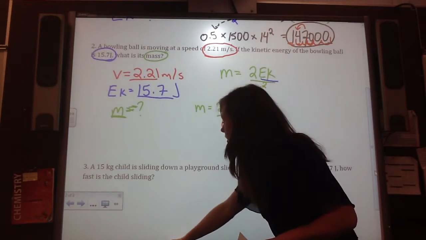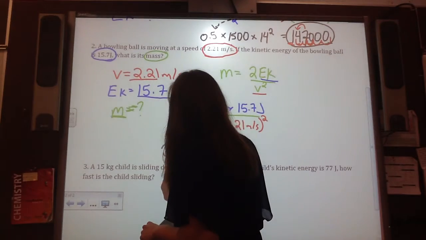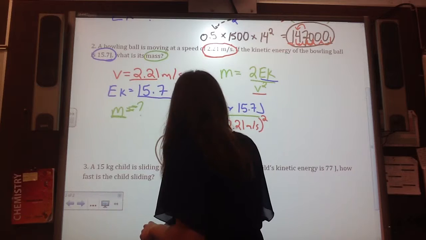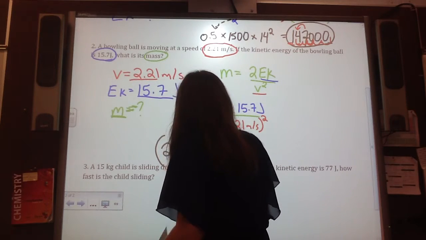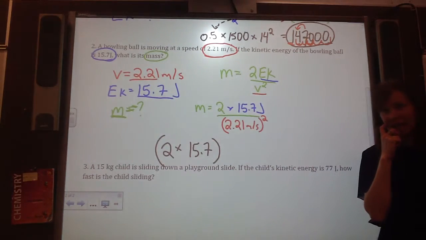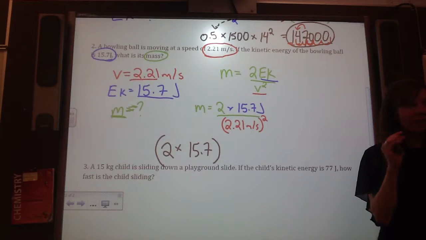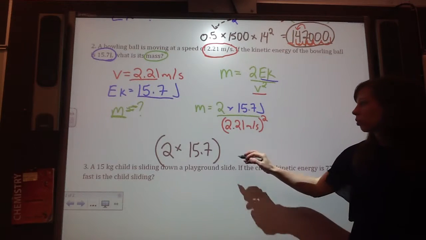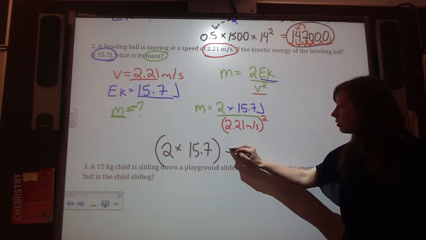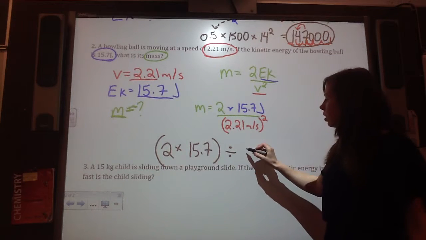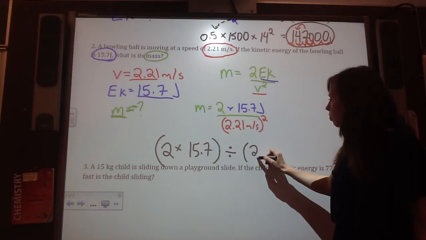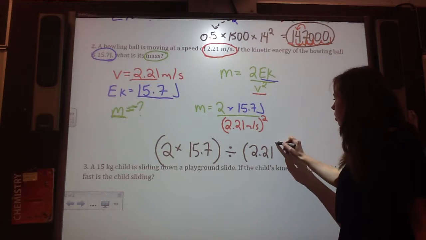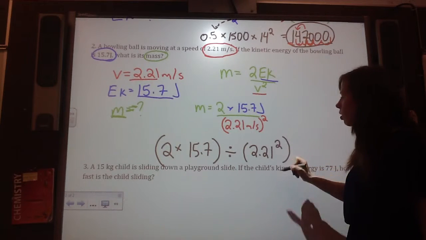So how do you put this in your calculator? You go 2 multiplied by 15.7, and that should go in brackets, or you just hit enter and then do the next part. So brackets, and then divided by bracket 2.21, hit the square button, close the bracket.